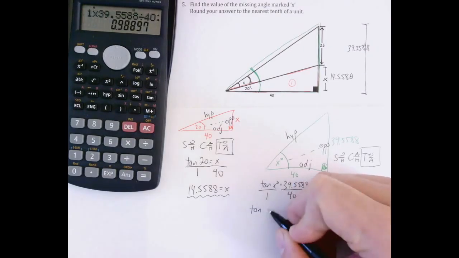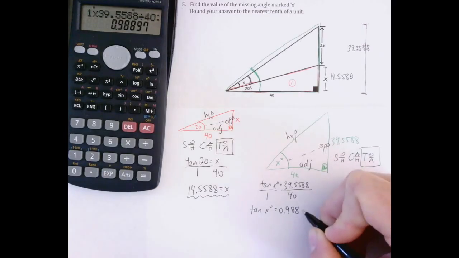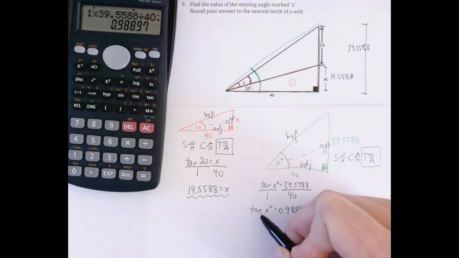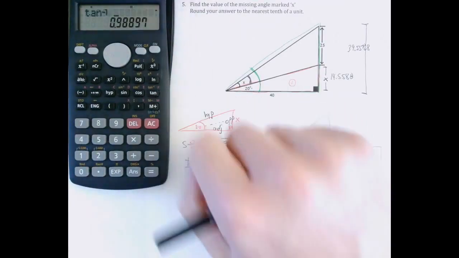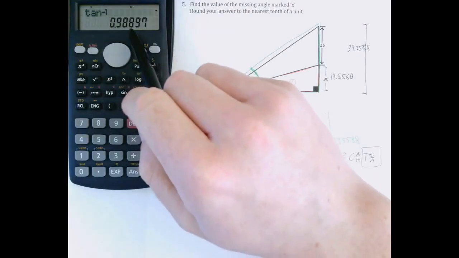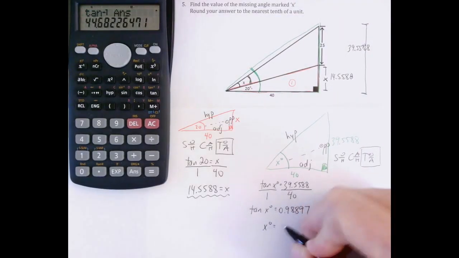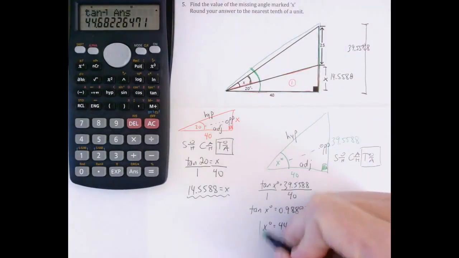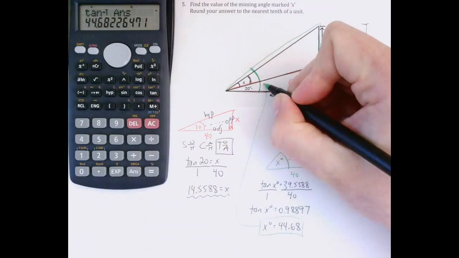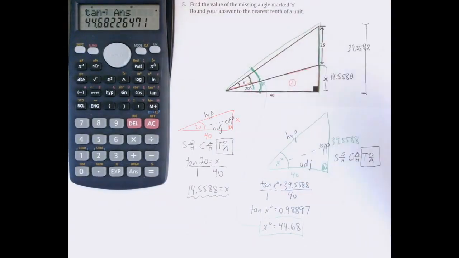Remember, that's the tan of x degrees is 0.98897. To get rid of tan, I need that tan minus 1. On the calculator, that's just shift tan. That gives me the tan minus 1. Remember, that's because that's the tan of my angle. If I press equals, 44.68 degrees. So x degrees equals 44.68. Remember though, that is the entire measurement of this whole angle here. I want to take out this part that's 20 degrees to leave me with the x.